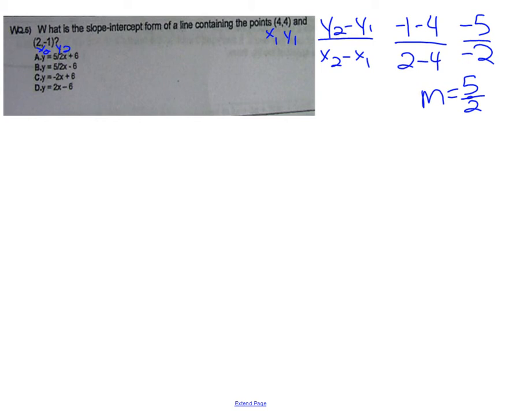Okay. So now we just look how can we get in a slope-intercept form? Well, now we have a point and we have slope, so we can use point-slope form.